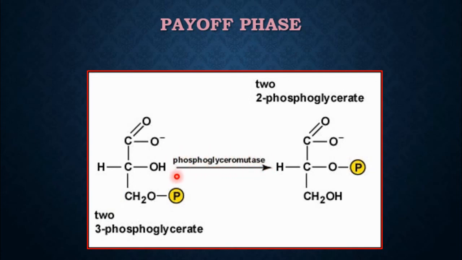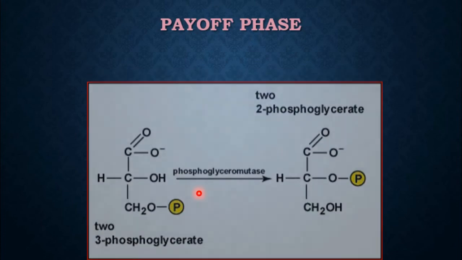The 8th step is catalyzed by the enzyme phosphoglyceromutase, where 3-phosphoglycerate is now getting converted to 2-phosphoglycerate. You see the transfer of phosphate from the third carbon to the second carbon. It is changing its place.